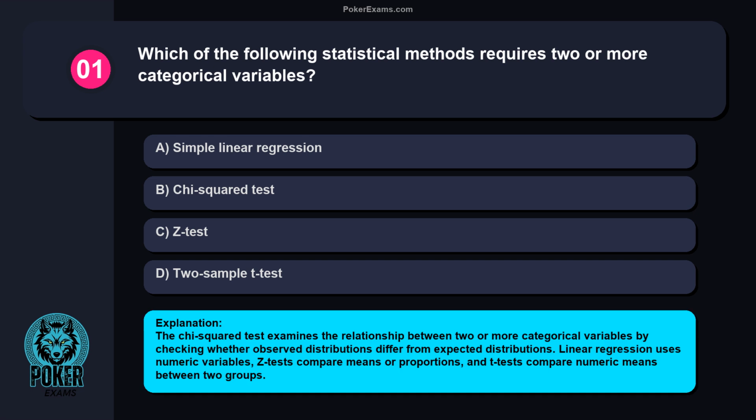The chi-squared test examines the relationship between two or more categorical variables by checking whether observed distributions differ from expected distributions. Linear regression uses numeric variables, z-tests compare means or proportions, and t-tests compare numeric means between two groups.